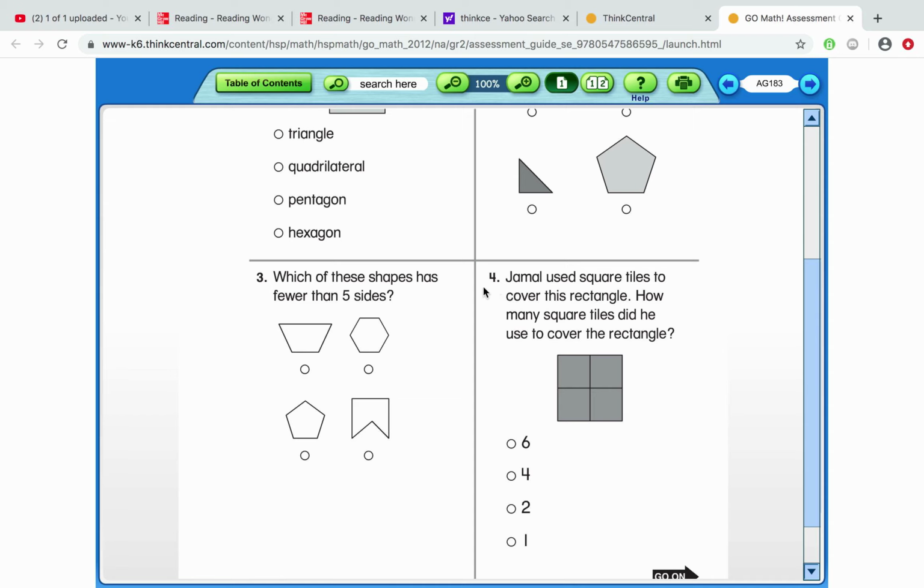Here's number 4. Jamal used square tiles to cover this rectangle. How many square tiles did he use to cover the rectangle? I'll give you a minute to look at this. How many square tiles was used to cover this shape? I know it says it's a rectangle, but it looks very much like a square to me.